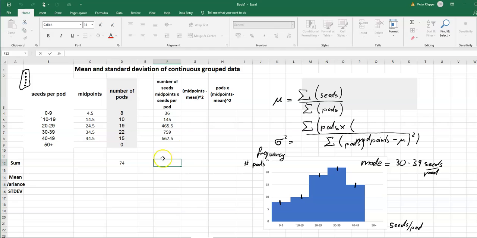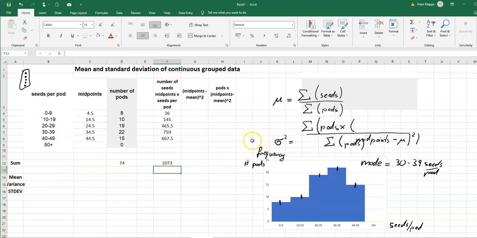And now what we need to do is we can add up the number of seeds, again with the sum function. So we've got the sum function and we add up the seeds. And we get 2073 seeds.